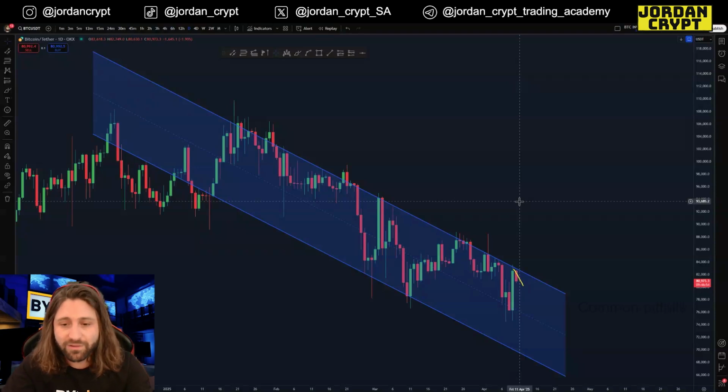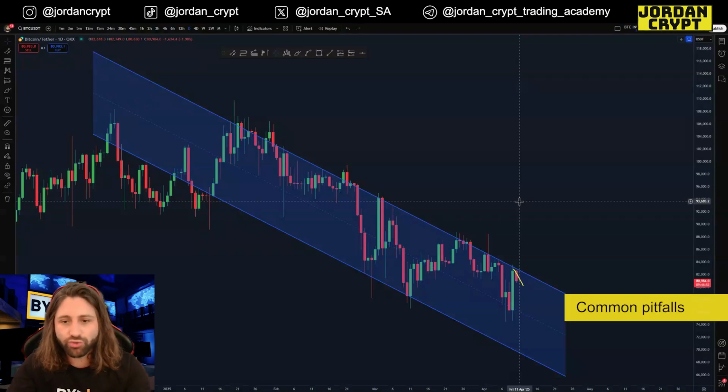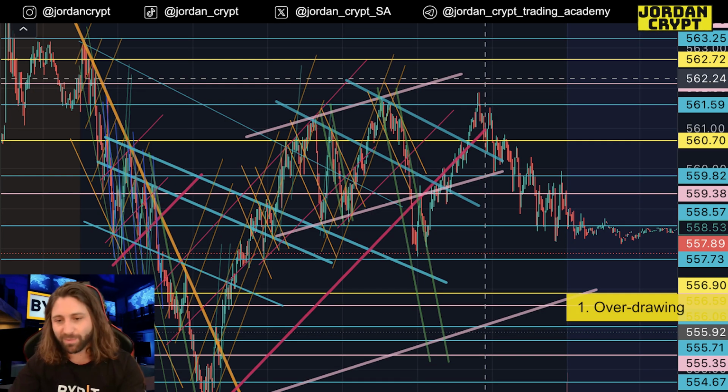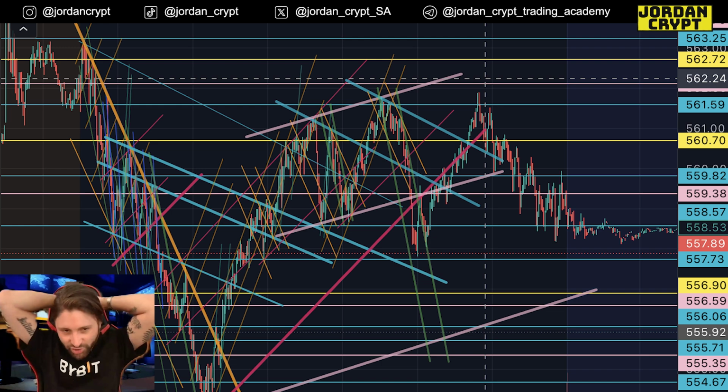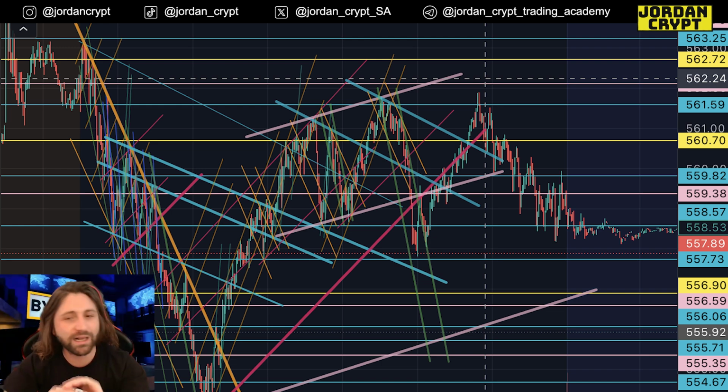All right, some of the pitfalls that you can encounter when you are drawing parallel channels. Number one is overdrawing, drawing in too many parallel channels, drawing in parallel channels where there isn't very, very clear support and resistance. This can just cause more analysis paralysis. And remember that parallel channels are actually there to help you clean the charts, to clear your analysis paralysis.